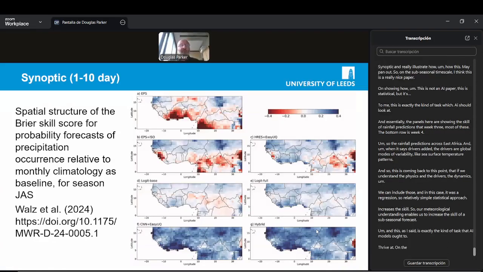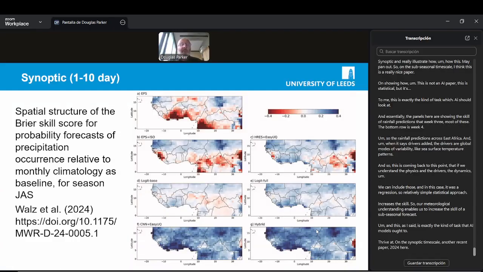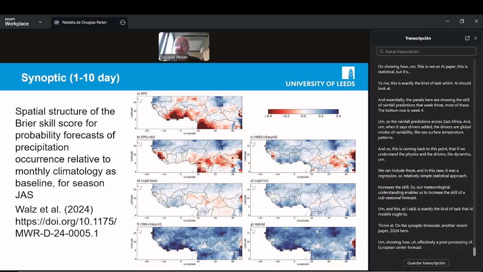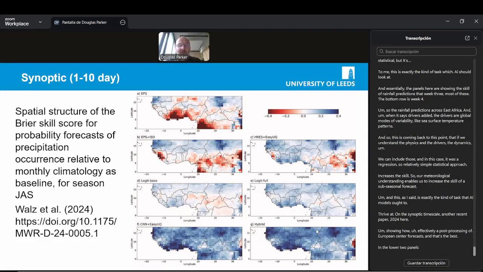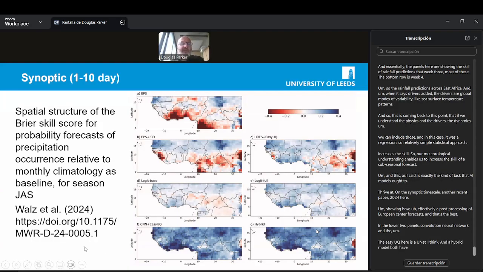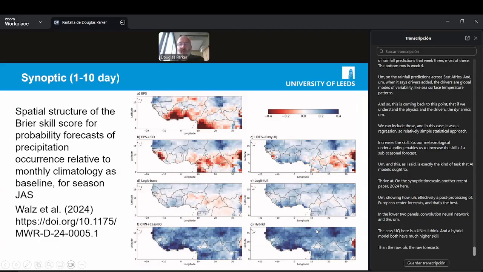On the synoptic timescale, another recent paper, 2024 here, showing how effective post-processing of European Centre forecasts can be, and that's the best in the lower 2 panels, a convolutional neural network, and the EasyUQ here is a UNet, I think, and a hybrid model. Both have much higher skill than the raw forecasts.